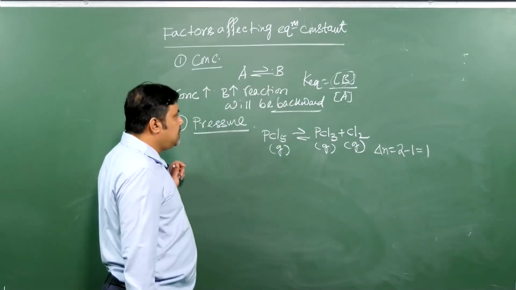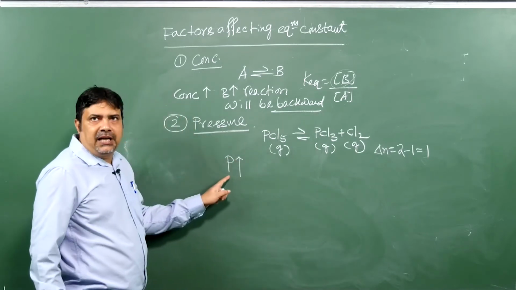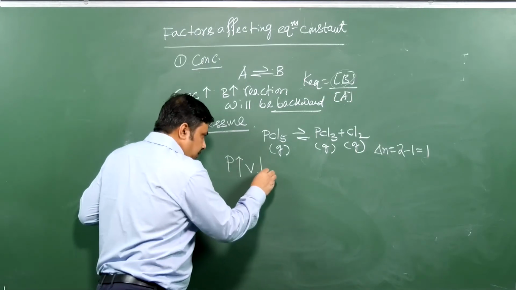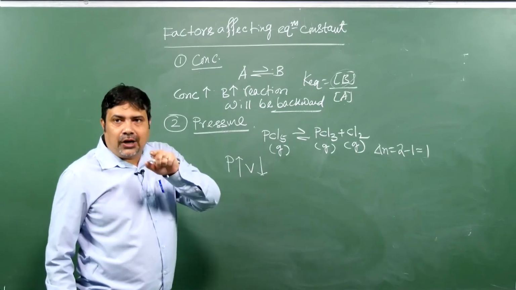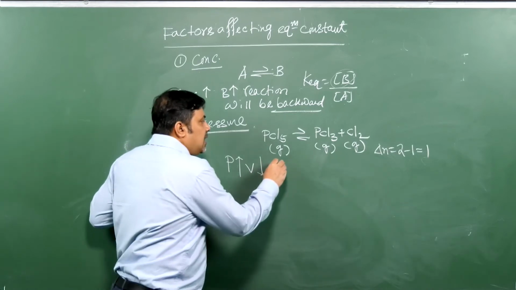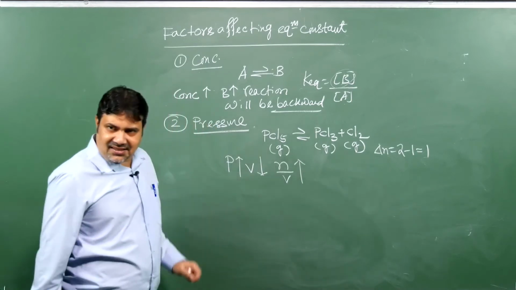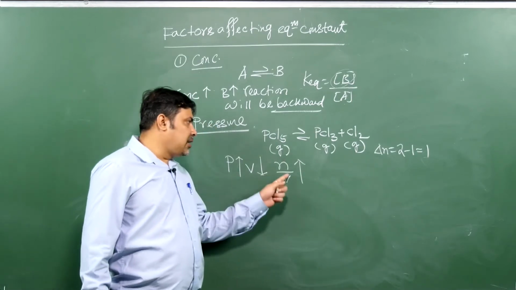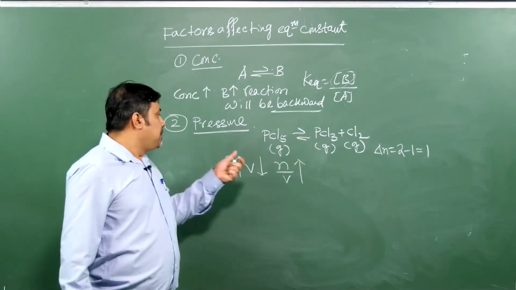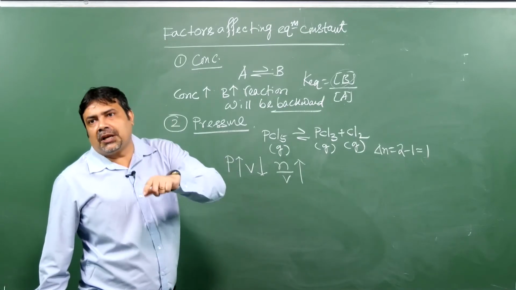Now if I increase the pressure, what will happen, my dear? When you increase the pressure, the volume will decrease, because pressure is inversely proportional to volume from Boyle's law. When the volume decreases, the number of moles per unit volume will increase. As the number of moles is increasing because of the increment of pressure, the reaction will go in the direction where the number of moles will decrease.